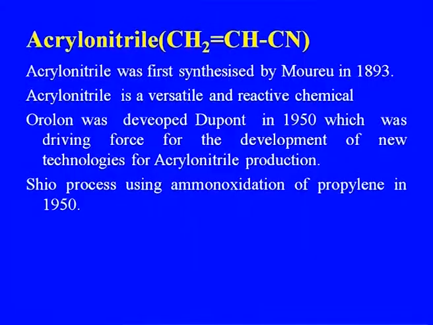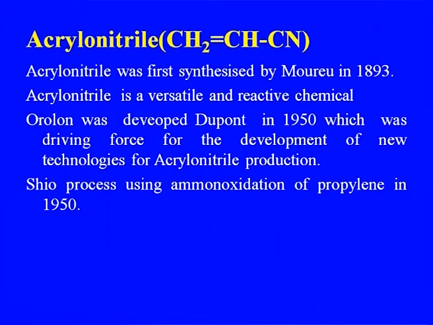Acrylonitrile. Now let us discuss acrylonitrile, which is the raw material for acrylic fiber, and its importance. It is important not only because of acrylic fiber, but there are various combinations of acrylonitrile, butadiene and styrene for making synthetic rubber also, which has better sealant properties towards oil. Acrylonitrile was first synthesized by Moureu in 1893. Acrylonitrile is a versatile and reactive chemical.